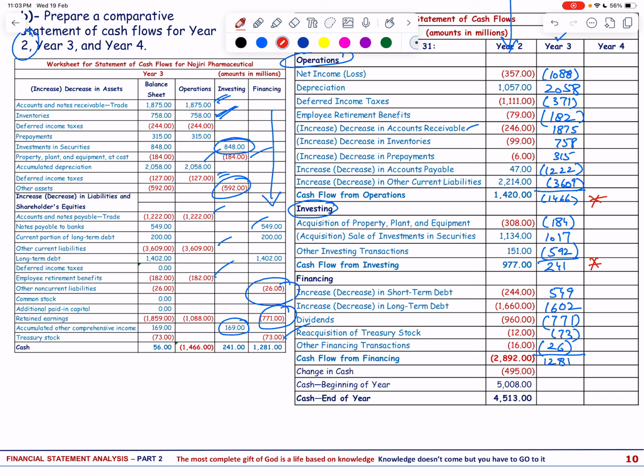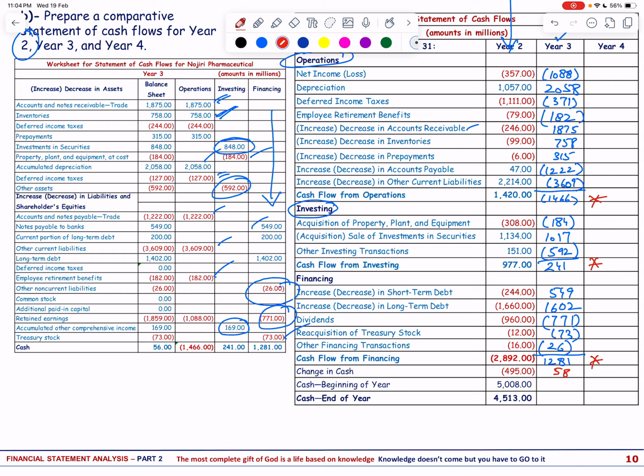Now when we make the total of, once again, the cash flow from operations, the cash flow from investing, and the cash flow from financing, this will be equal to 1281. Sorry, this will be equal to 50. This will be equal to 56.